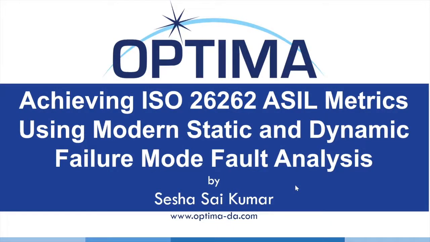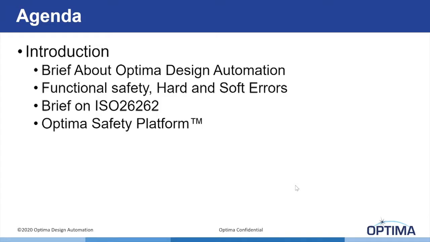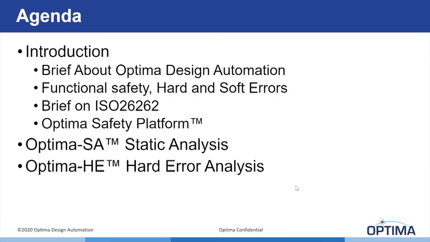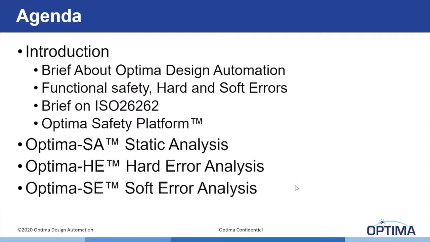Hi, welcome to the workshop on achieving ISO 26262 ASIL metrics using modern static and dynamic failure mode fault analysis by Optima Design Automation. The agenda today: introduction on Optima Design Automation, functional safety, hard and soft errors, a brief on ISO 26262 and Optima safety platform, followed by details on Optima SA static analysis, Optima HE hard error analysis, Optima SE soft error analysis, and we'll end with Q&A.